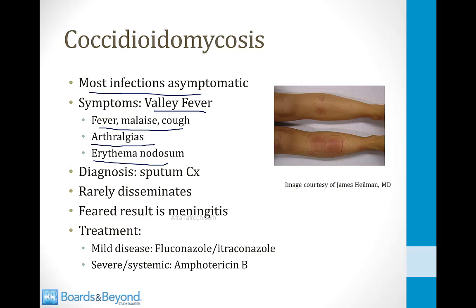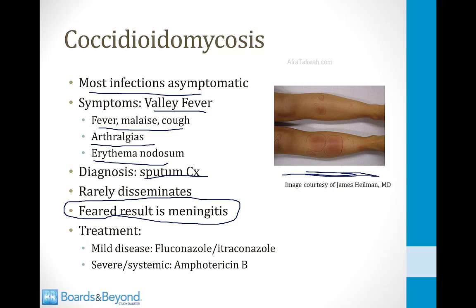Erythema nodosum is inflammation of the fat tissue under the shins. This is a picture of it over here. You can get this in a number of conditions. It's not specific for coccidioidomycosis, but it does occur as part of valley fever. You can make the diagnosis by sputum culture. It very rarely disseminates, but when it does disseminate, the feared result is meningitis. There are reports of coccidioidal meningitis, and people can get very sick.